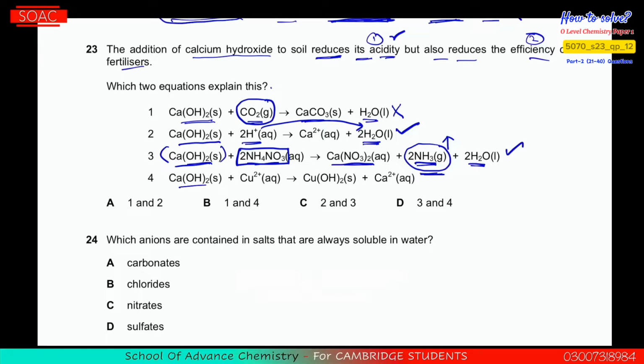Fourth one, calcium hydroxide plus copper(II) oxide. There is no copper(II) oxide in the soil. So 4 is incorrect. So 2 and 3. C is the correct option.